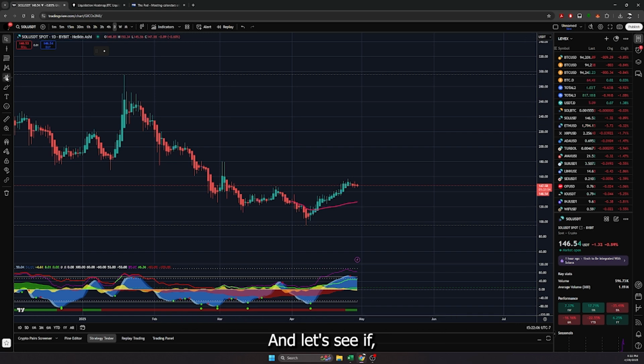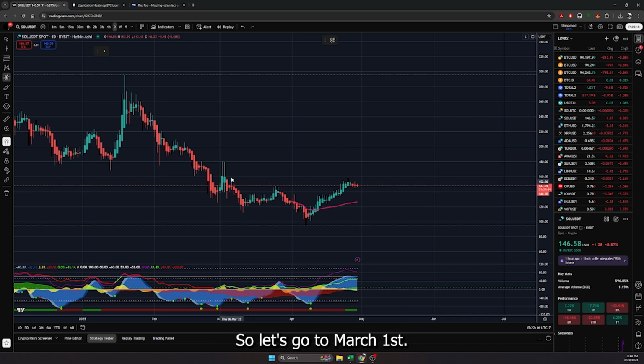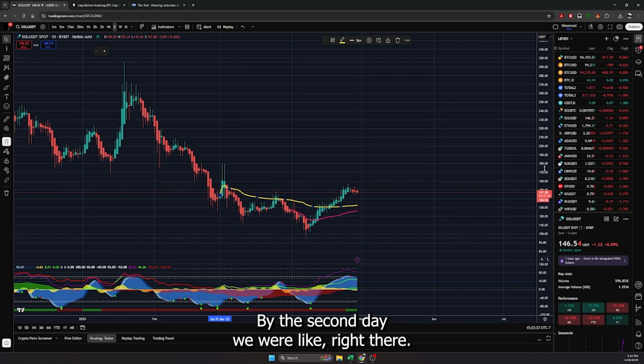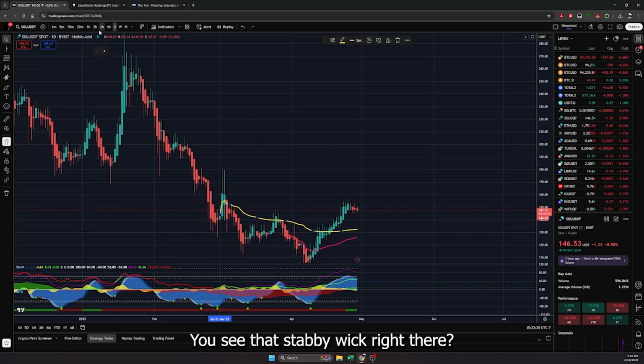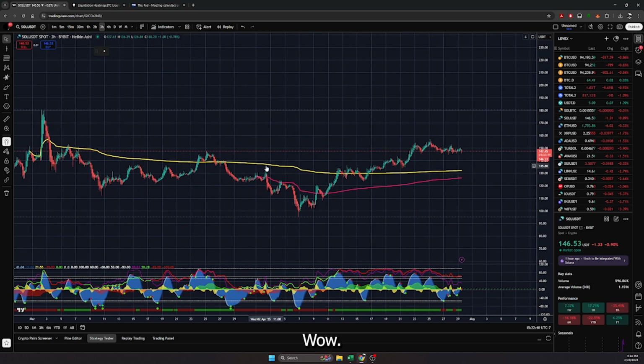And let's see if we can backtest that. So at the start of April, you should be referring to March. So let's go to March 1st. We'll make this one a different color. When in April did we retest the April VWAP? Did we? So April begins. By the second day, we were like right there. You see that stabby wick right there? Hang on a second. Wow.